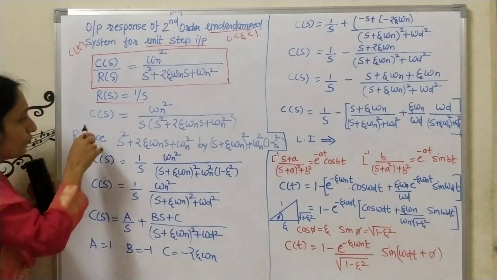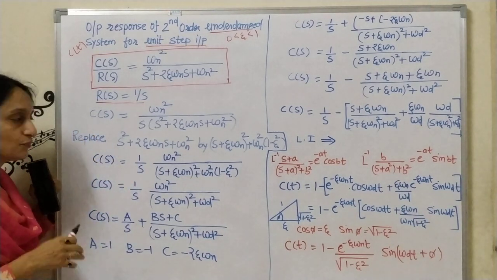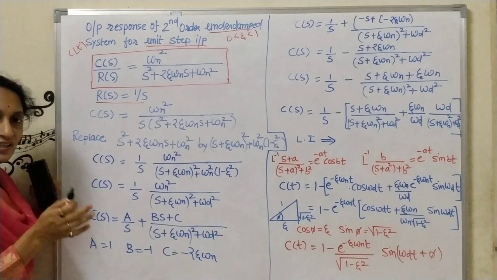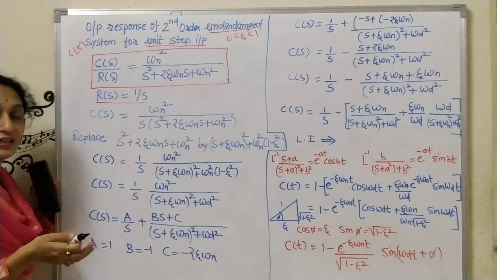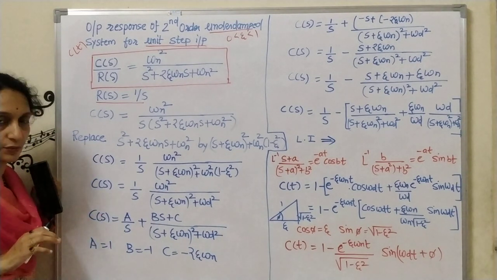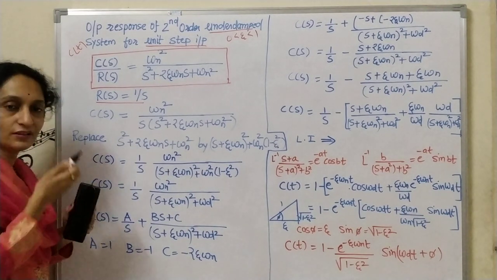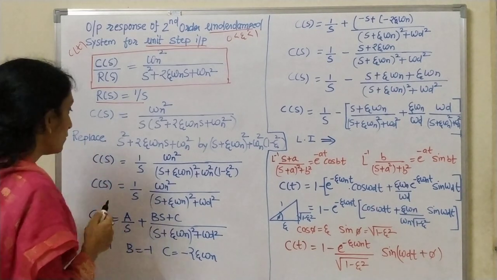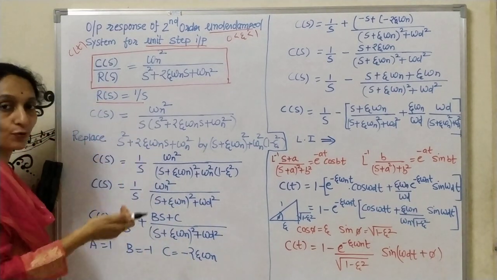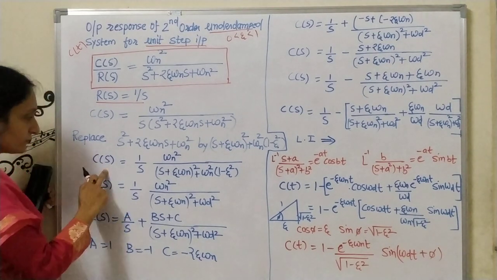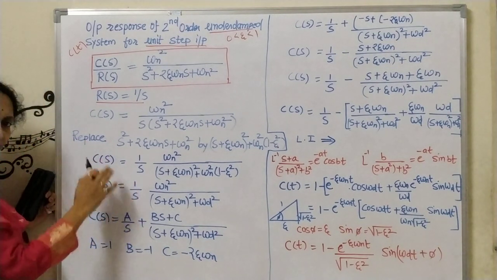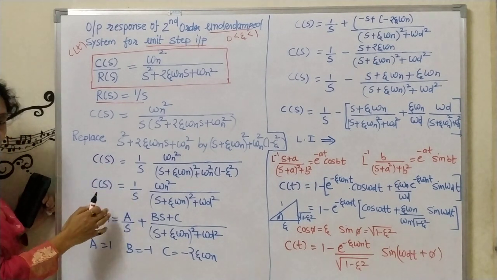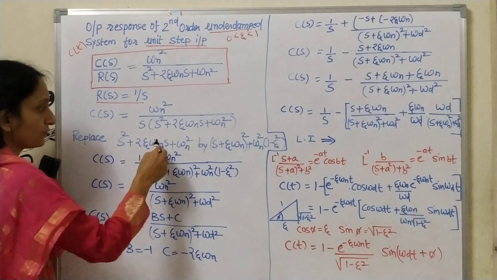Once you get C of S, now we have to do all those things to get C of t. So we will rearrange the transfer function in such a way that it will be easy to get Laplace inverse. For that you should be familiar with how to take Laplace inverse of such systems, and you need to remember all the basic formulas. Look at this. Here I have substituted, and for getting the Laplace inverse I have to rearrange this transfer function in partial fraction form.